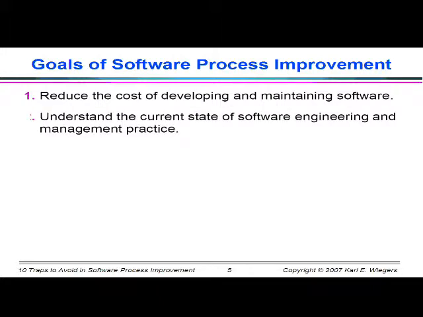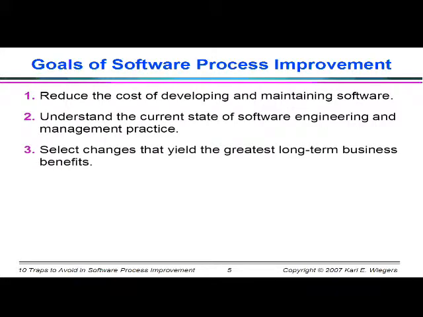In addition, you can use a process improvement activity, and particularly some kind of an assessment or appraisal, as a way to better understand the current state of how your organization is performing both software engineering and project management. That insight can help you select the appropriate changes that will yield the greatest long-term business benefits. Process improvement is a means to an end. It's not an end in itself. And so we should be focusing on our business objectives here.